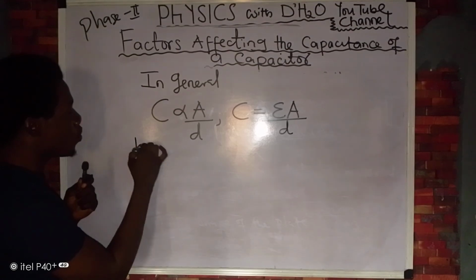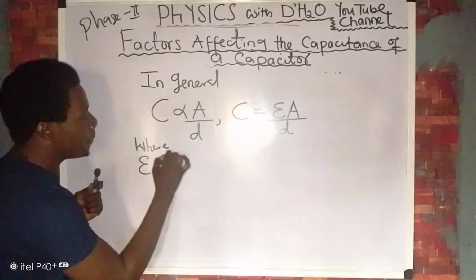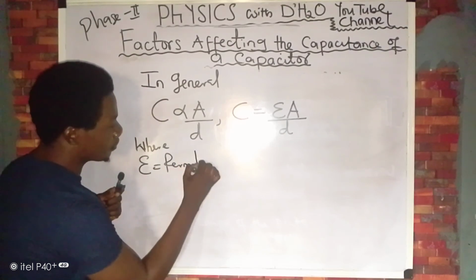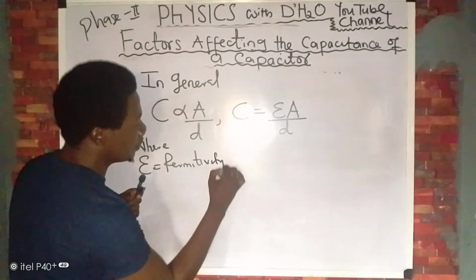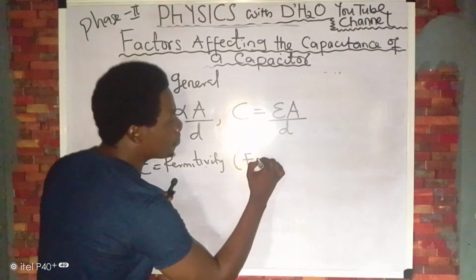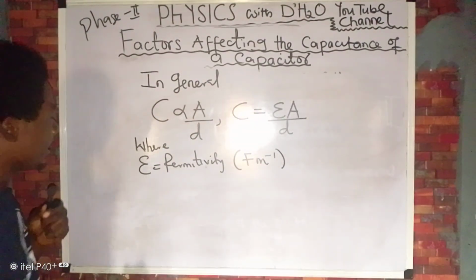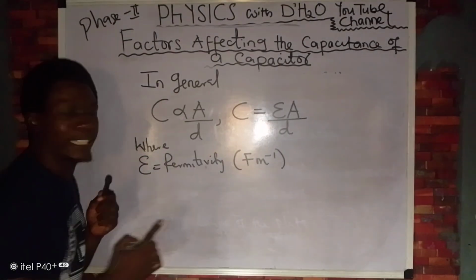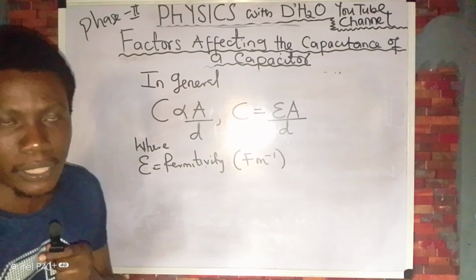Take note, where the symbol is called permittivity. And the unit for permittivity is farad per meter. Please note it down. It must be noted. A signifies area and D signifies distance.